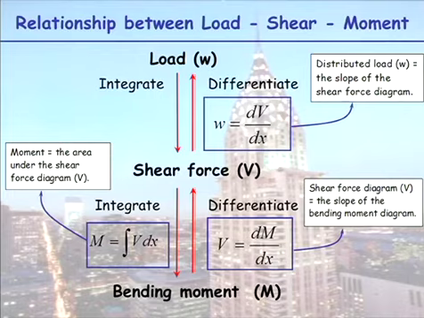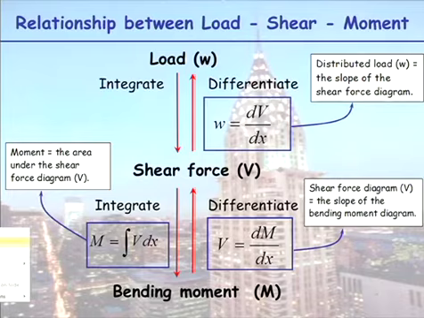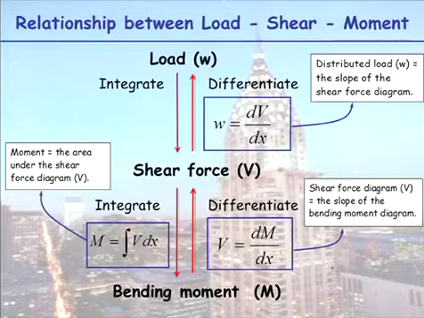So the relationships here that we will utilise are the fact that when we draw our shear force diagram, as well as it being the shear force diagram, it is the value of the slope of the bending moment diagram. So if our shear force is positive, that's telling us our bending moment has a downward slope.